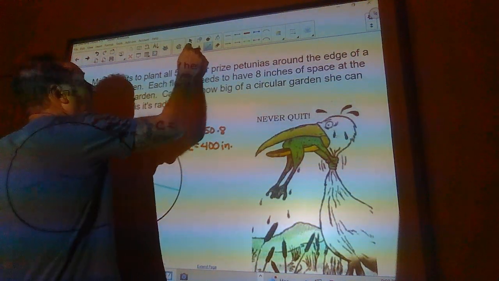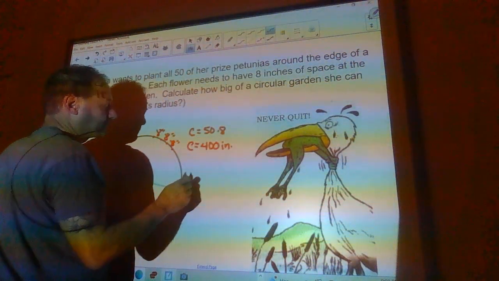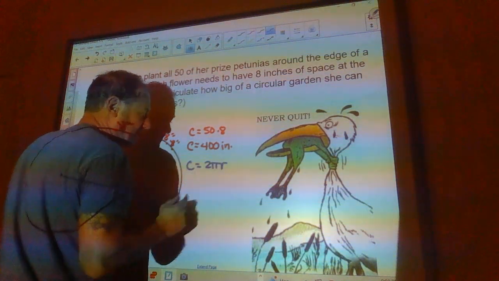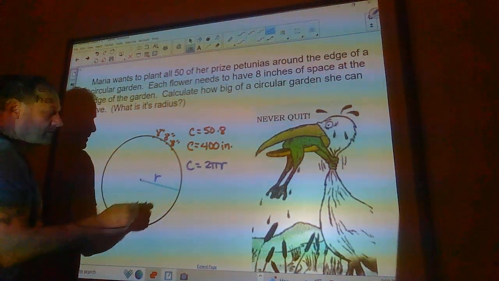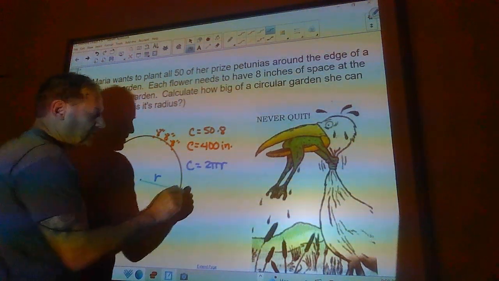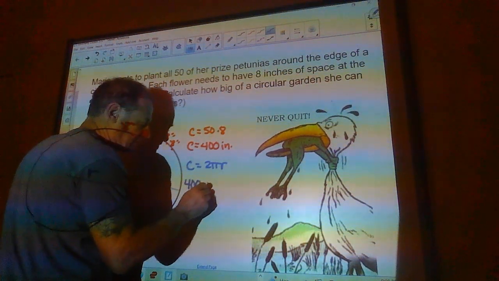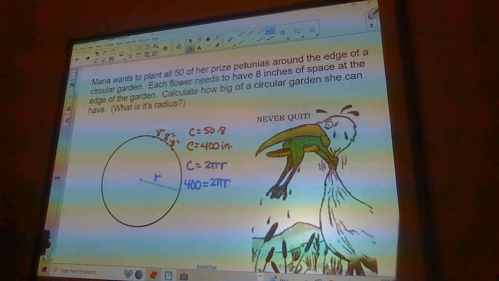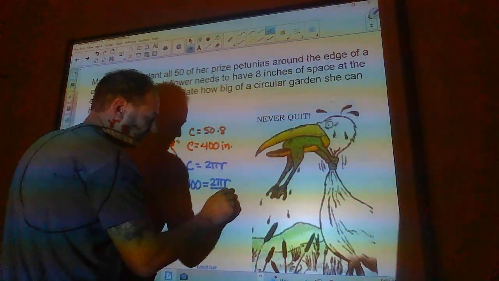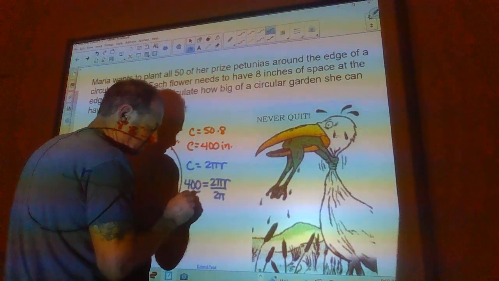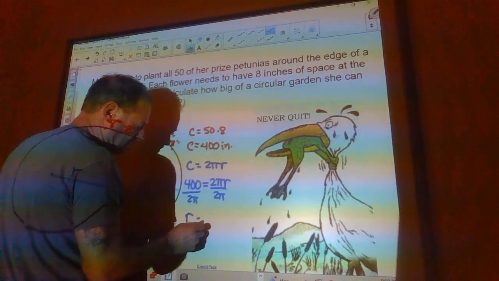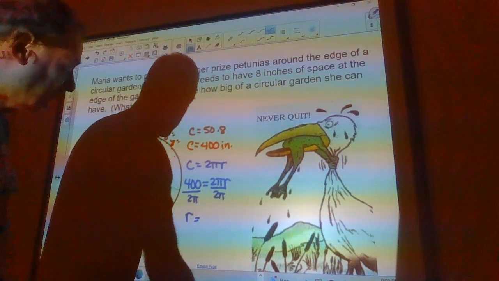Okay, so we do know this. We know that the circumference is 2 pi times the radius. And we know that the circumference is 400, so we can go ahead and substitute that in here. And we can solve for r by dividing both sides by 2 pi. And so that cancels out here, leaves me with r. So r is going to be 400 divided by 2 pi.